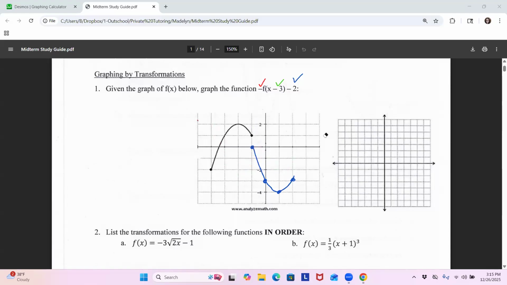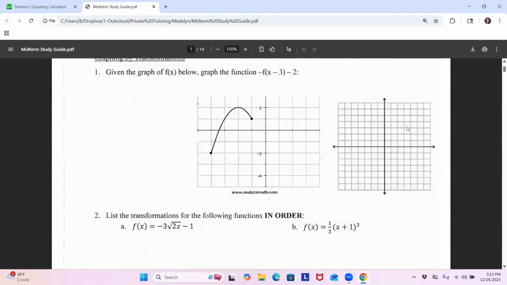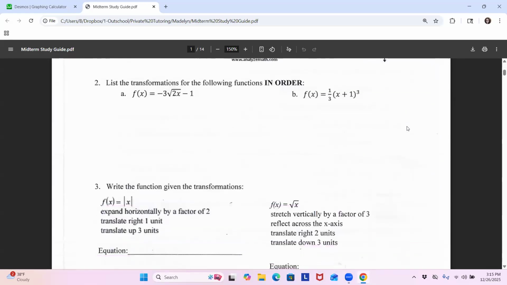All right, so let's do that again. That one's supposed to be in there. Okay, sorry. All right. Now we don't actually have to graph though. We just need to list them. And again, I wouldn't say the order matters, but I guess it does. So what did they do here?